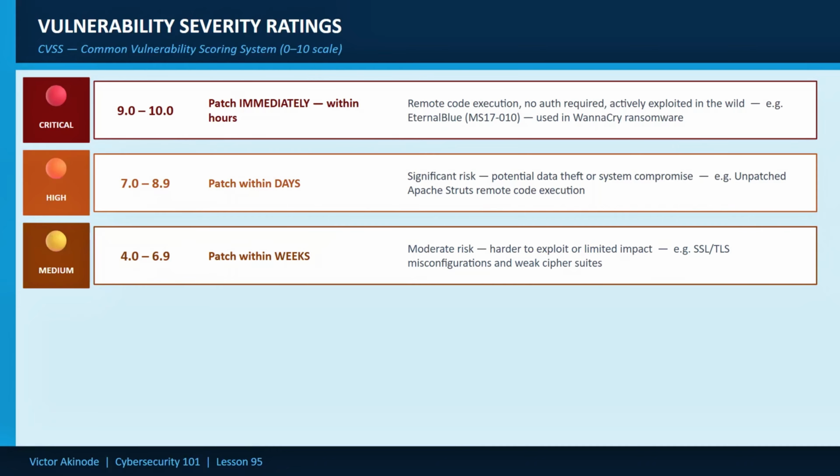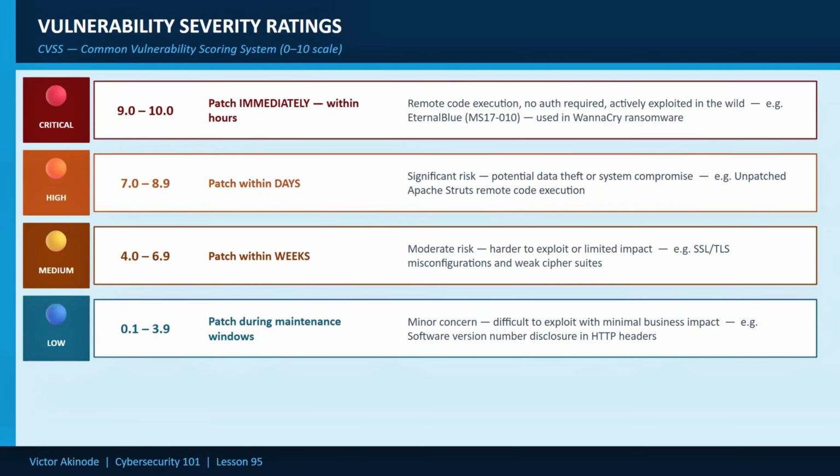The next one is the medium, and medium severity scores between 4.0 to 6.9, and it is marked yellow. And these are moderate security risks that are harder to exploit or have limited impact. Information disclosure issues often fall here. Action required includes patching within weeks during your regular maintenance cycle. Example of this is SSL and TLS misconfigurations that weaken encryption.